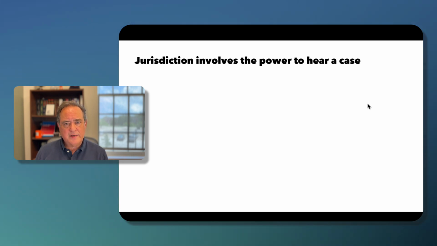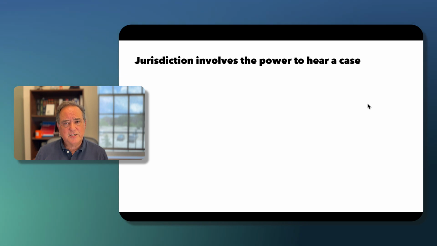Anything that a court does, if the court doesn't have jurisdiction, is meaningless. We call it a nullity. Any decision made by a court that did not have jurisdiction over the dispute is immaterial to resolution of the dispute.